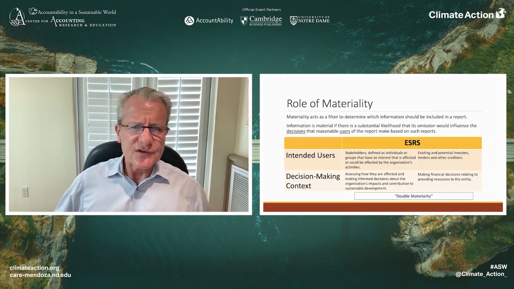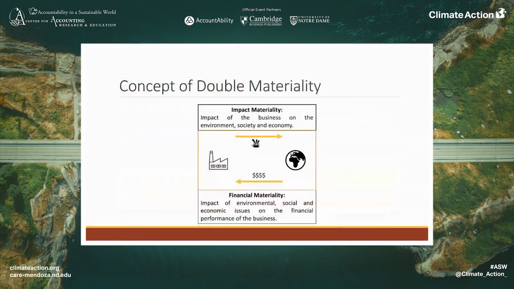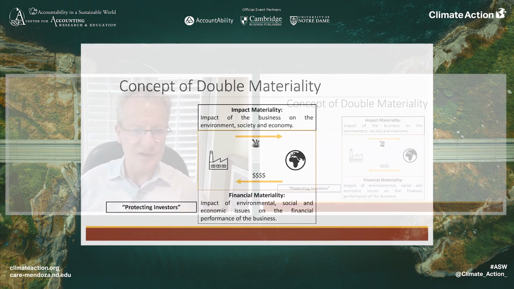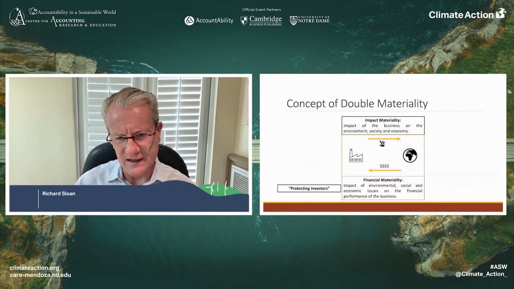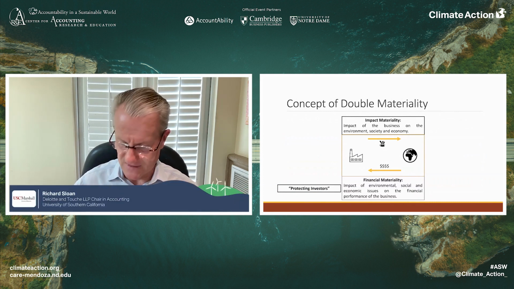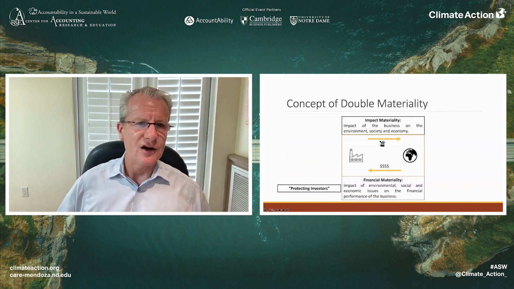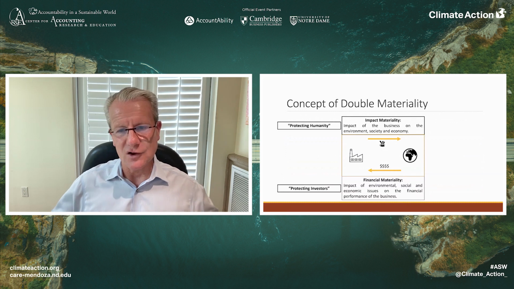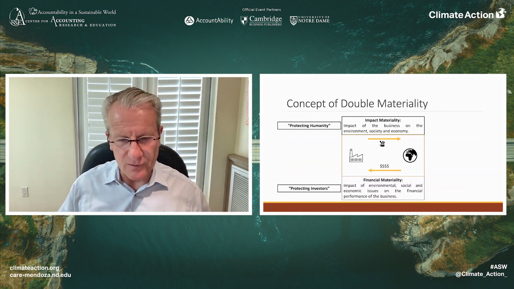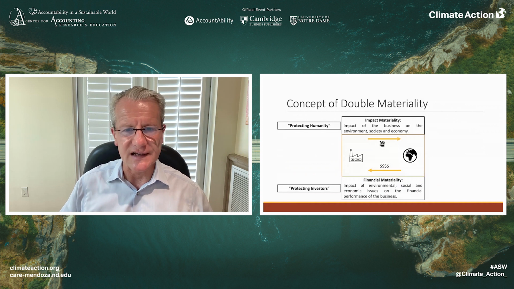Okay, so I use a schematic here to illustrate this concept of double materiality. And down at the bottom, we have the environment and society having financial impacts on the firm. This is the financial materiality. And I sometimes call that protecting investors. We can think of this as providing information to protect investors from making bad financial decisions. And up at the top here, we have impact materiality. The business is having impact on the environment and society. And I often call this protecting humanity. The goal here is to report out to stakeholders to help them protect the environment and society.